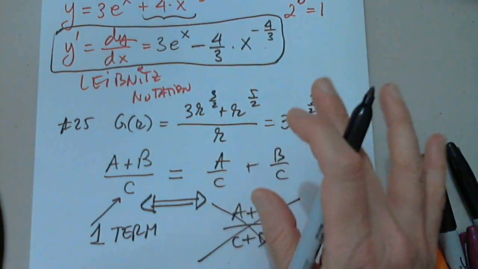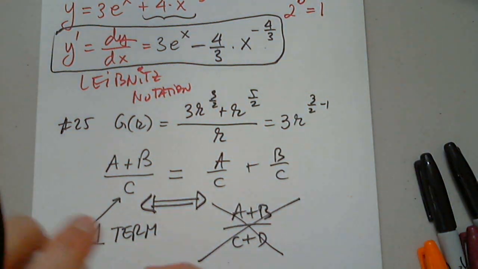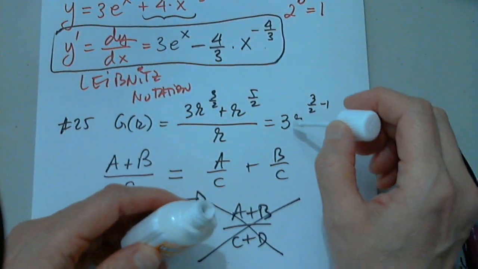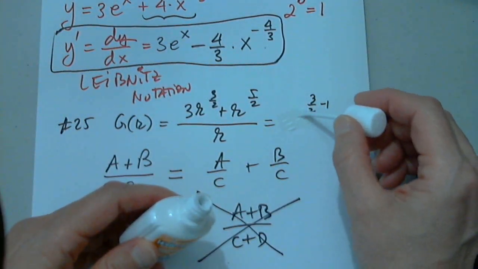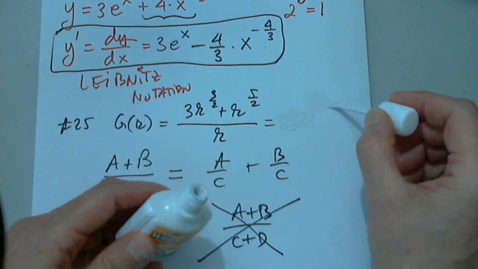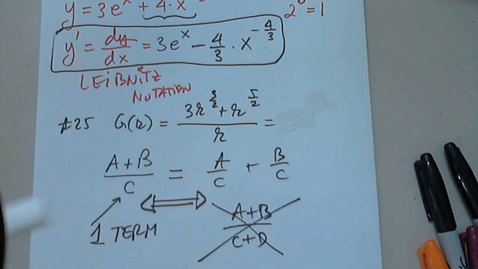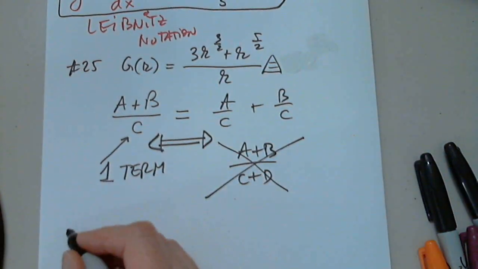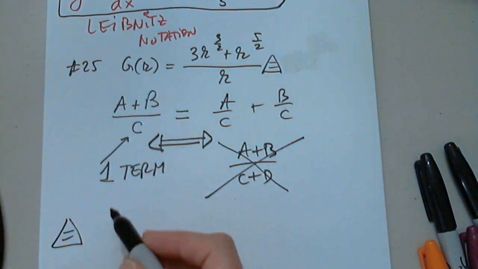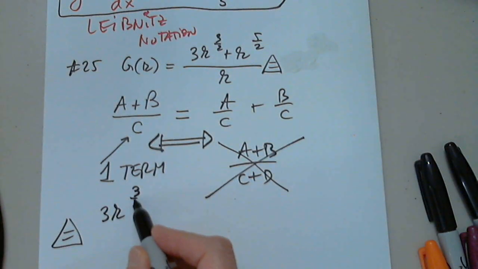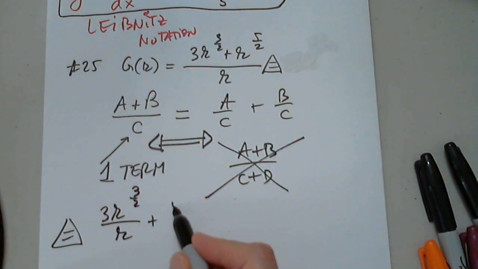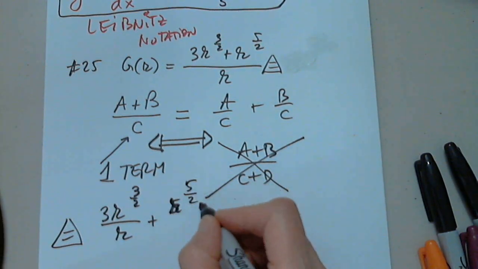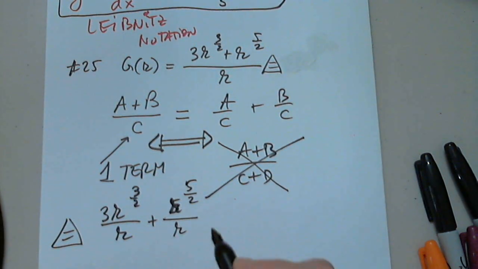minus 1. Maybe I should write, let me write the intermediate step. I want to write the intermediate step before I do that. So I'll use a triangle this time. Follow the triangle. So 3r to 3 halves over r plus 5r to 5 halves over r.